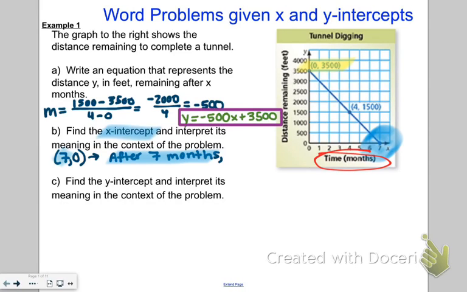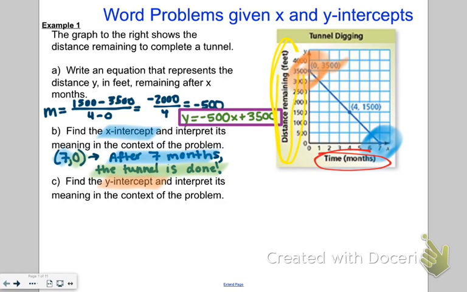Now let's take care of the y value. So the tunnel is done. The reason I said that is because the y-axis is the distance remaining in feet. So if there's 0 distance remaining, that means we're done with the tunnel. That took care of the y value. Anytime we interpret the intercepts, we have to talk about what the x value means and what the y value means.